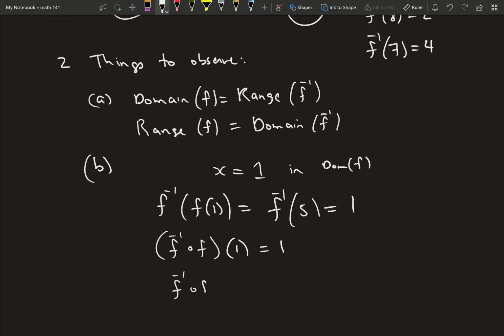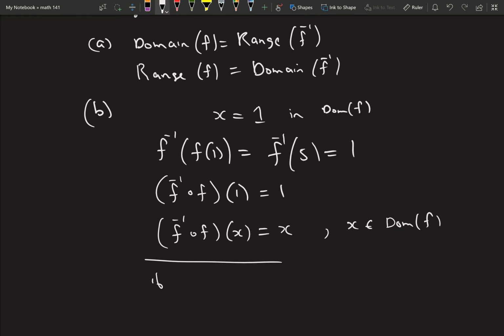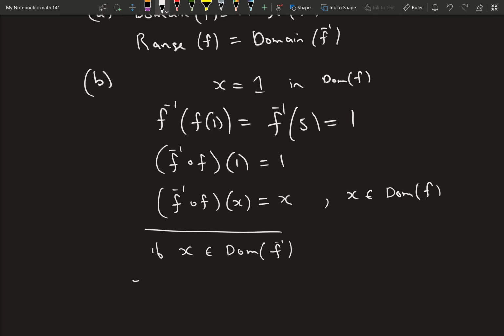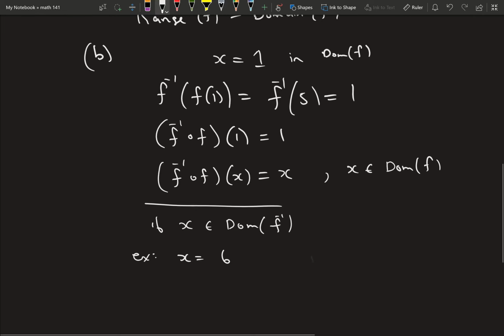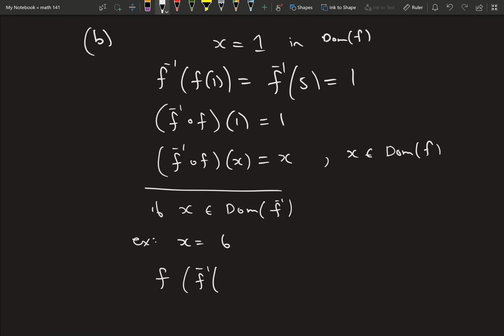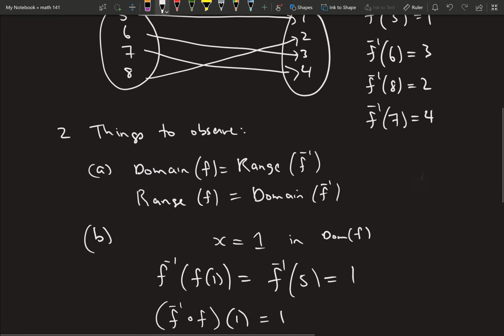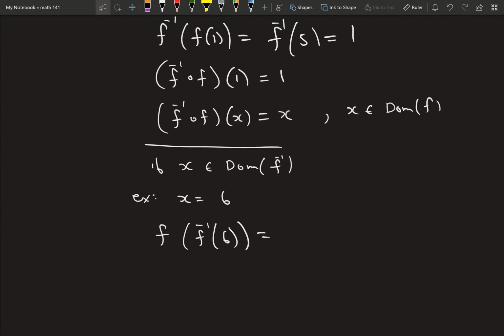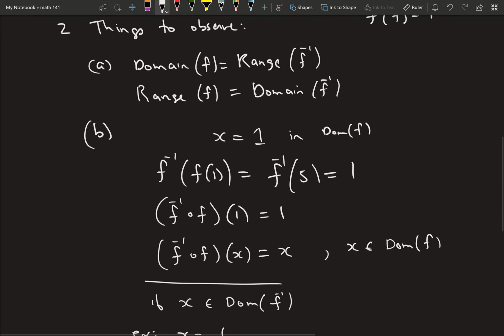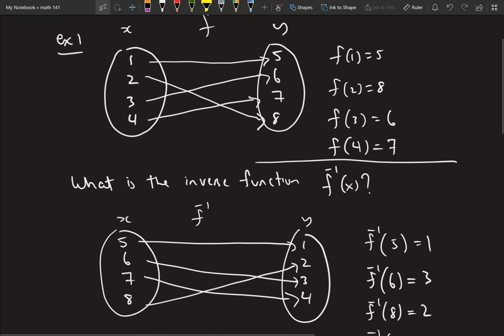You can check that f inverse of f of x is going to be x, where x is in the domain of f, just like it happened for 1. f of 1 was 5, and f inverse of 5 went back to 1. In a similar way, if x was in the domain of f inverse, so for example, if x was equal to, say, 6, what would f of f inverse of 6 be? Well, let's check. f inverse of 6 was 3. So this is f of 3. What was f of 3? f of 3 was 6.